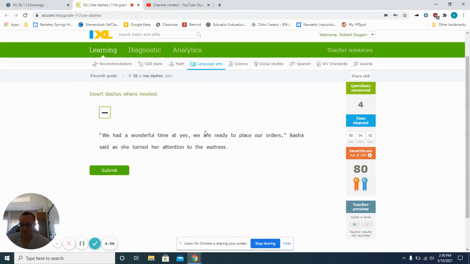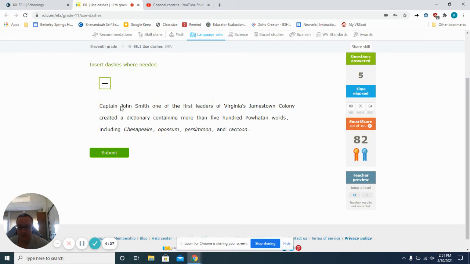All right. Before we went up a level here, it would give me the number of dashes. Well, this one now isn't telling me how many I need, so we have to adapt. We had a wonderful time at, yes, we are ready to place our orders. So again, reading out loud helps here. Captain John Smith, one of the leaders. There was a pause here. Captain John Smith, one of the leaders of Virginia's Jamestown colony. So Captain Smith, one of the leaders. This is providing extra information about who John Smith is.